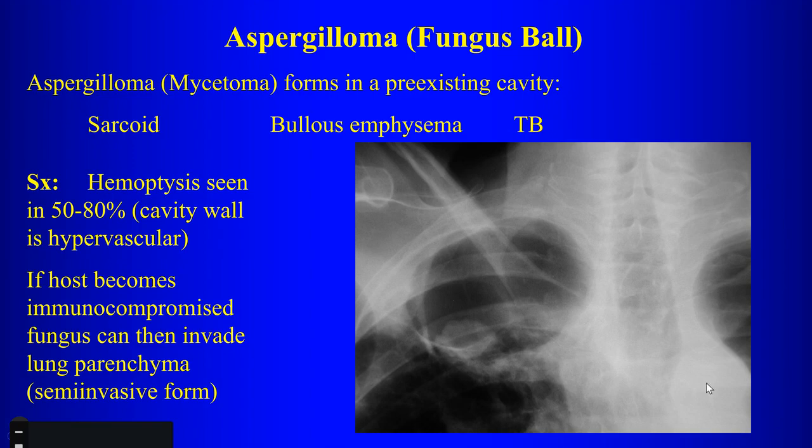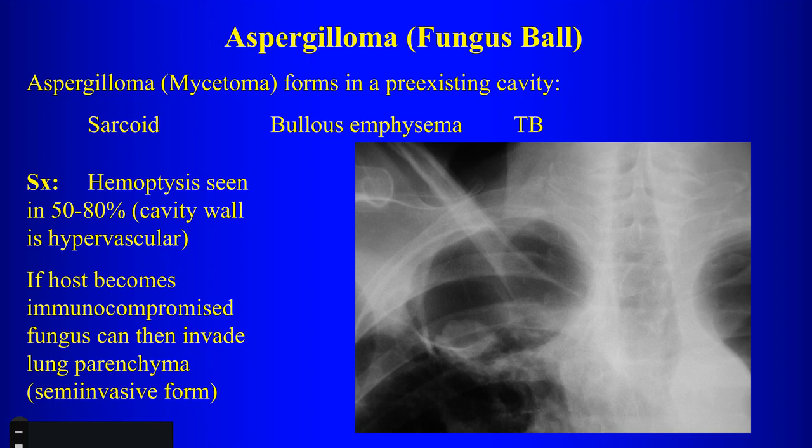So the fungus ball grows in a pre-existing cavity. What causes the pre-existing cavity? Sarcoid, bullous emphysema, TB. It's important to realize that although the fungus here you see floating around in the cavity, it actually lines the whole cavity. And it results in an inflammatory reaction in the wall, and that's why you get some wall thickening and apical pleural thickening. The complication of this is what?